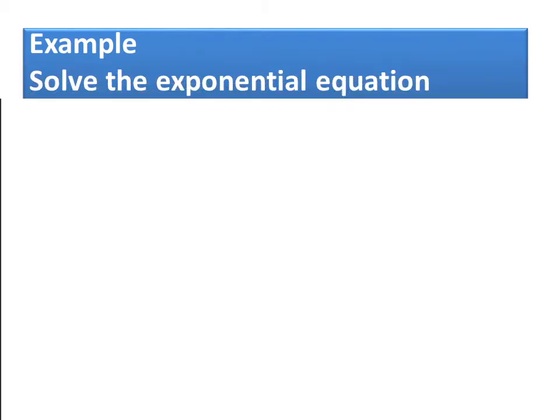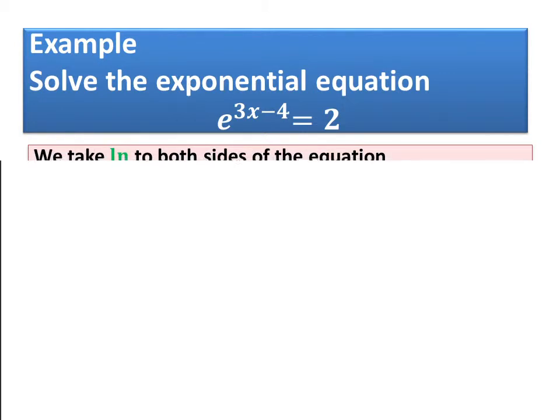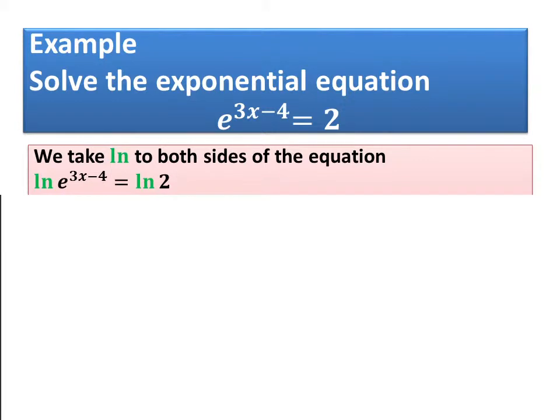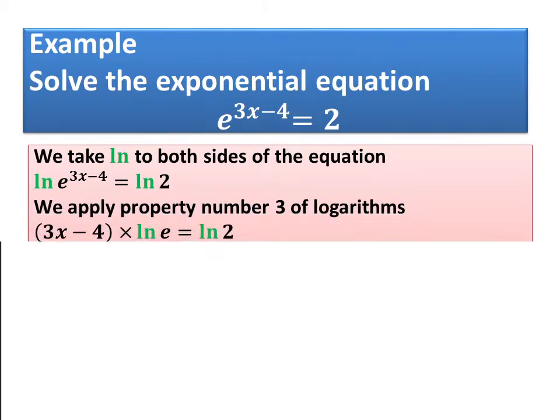Here we have an example. Solve the exponential equation e^(3x-4) = 2. So we already have the exponential expression isolated on the left-hand side. So if we take ln to both sides, we'll have ln e^(3x-4) is equal to ln 2. Now we apply property number 3 of logarithms to bring the exponent down. So (3x-4) multiplied by ln e is equal to ln 2.